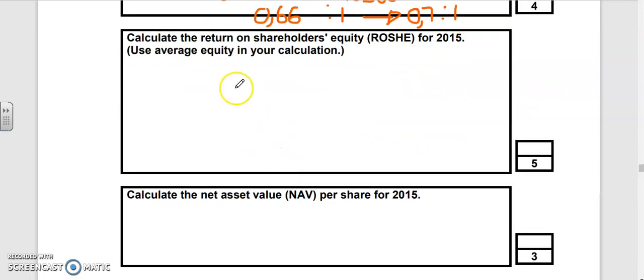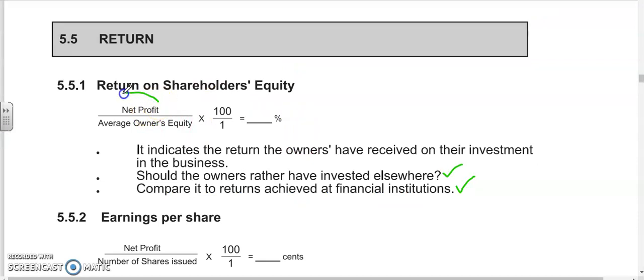Now, the next ratio is calculate the return on shareholders' equity, ROSH. Now this ratio involves net profit over average shareholders' equity times 100. There's a chart. I'm always going to refer to it, and it's your net profit after tax. This indicates what the owners or shareholders are getting for their investment in the business, and the norm of investments elsewhere, market related, is about 10%. So if it's more than that, then it's a good situation. So let's go and calculate it.